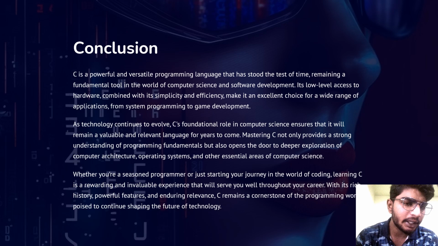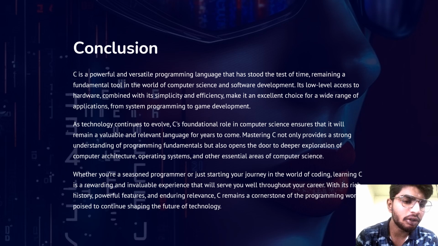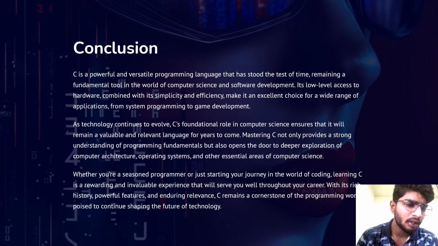As technology continues to evolve, C's fundamental role in computer science ensures that it will remain a valuable and relevant language for years to come. Mastering C not only provides a strong understanding of programming fundamentals but also opens the door to deeper exploration of computer architecture, operating systems, and other essential areas of computer science.